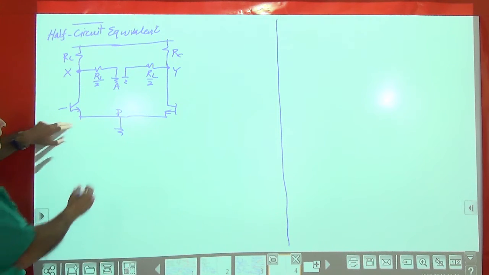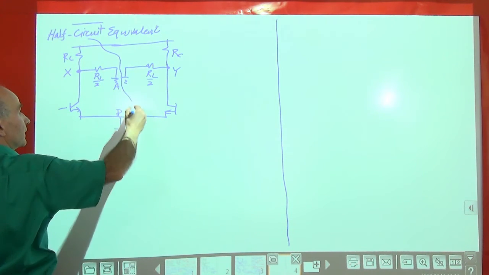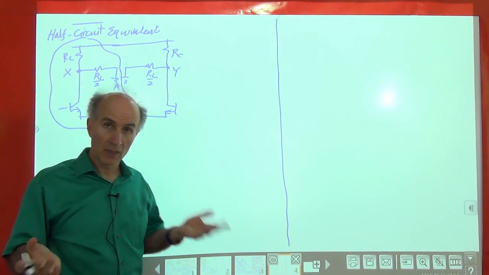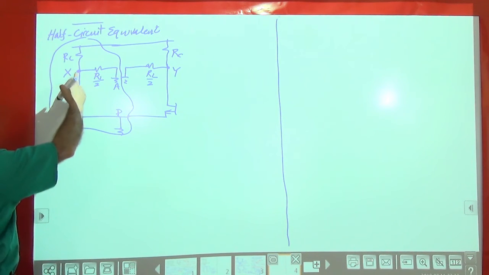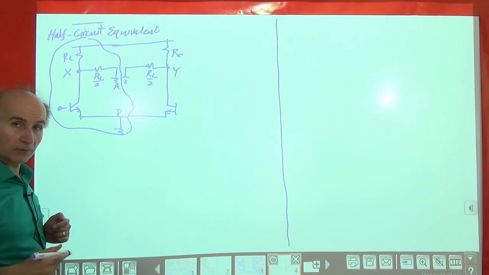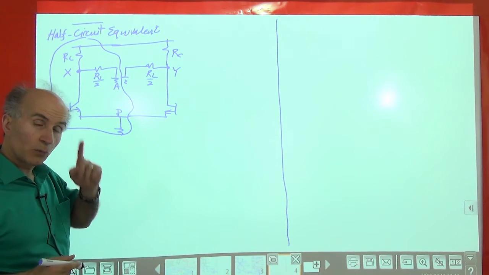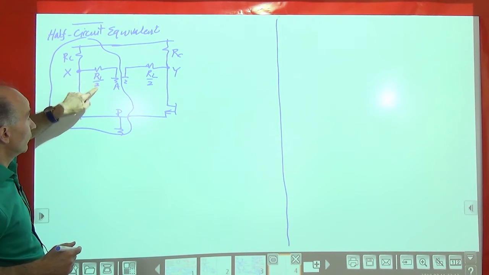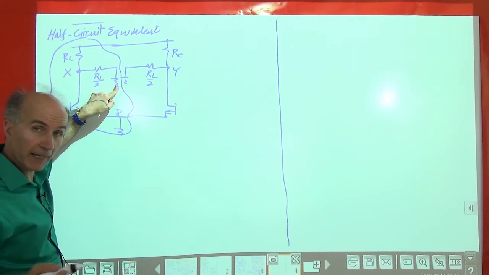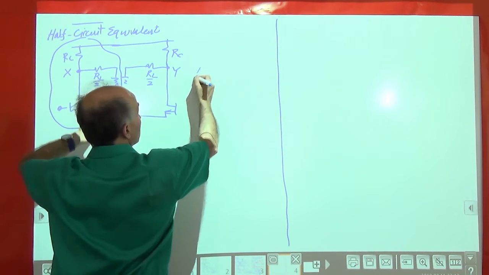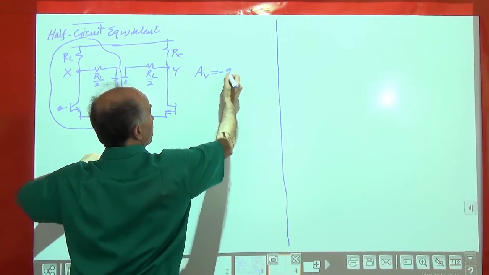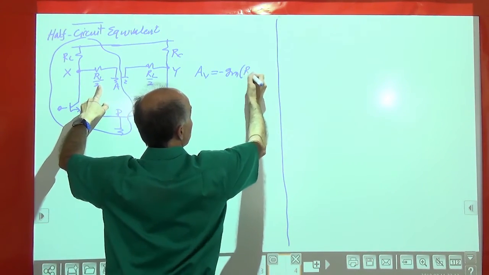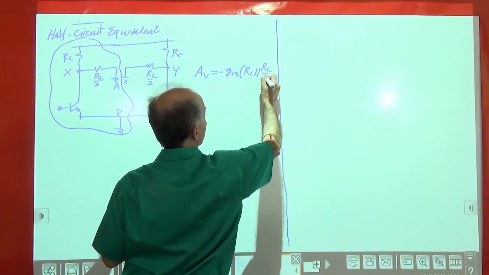Okay, so the half circuit of interest would be this part here. That's a simple common emitter stage. The signal goes to the base, comes out of the collector, and the emitter is at AC ground. At the collector, we have two resistors, RC going from X to AC ground and RL over 2 going from X to AC ground. So they are in parallel. So the voltage gain will be equal to minus GM of this transistor times these two in parallel. So it will be RC in parallel with RL over 2.